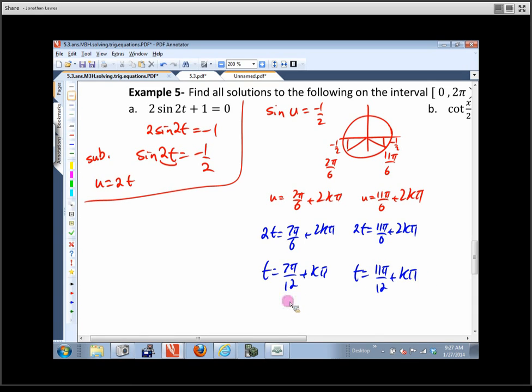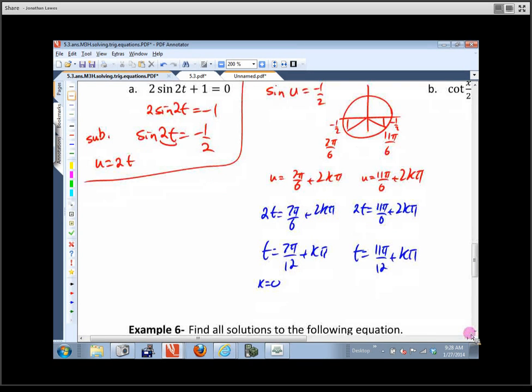And remember, you can plug in any integer you want. If I plugged in a -1 right here, I'd have 7 pi twelfths minus pi. Would that give me a positive or a negative answer? 7 twelfths of pi minus a full pi. It would give me a negative answer. Is that in this interval? It's not. So let's start off by plugging in k equals 0. If I plug in k equals 0, I get 7 pi twelfths. Is that in the interval from 0 to 2 pi?